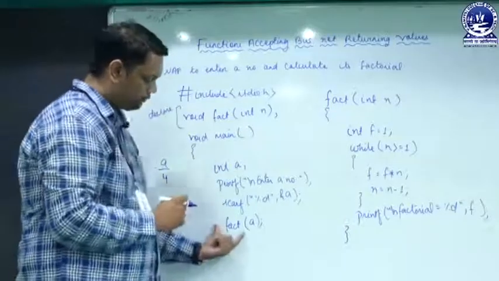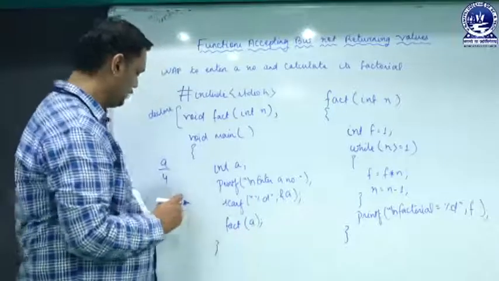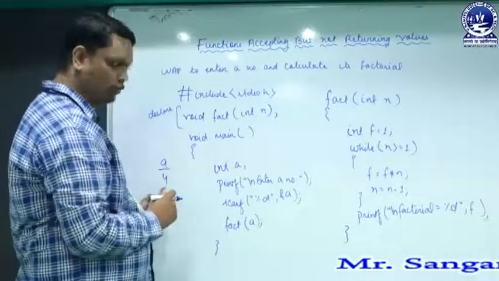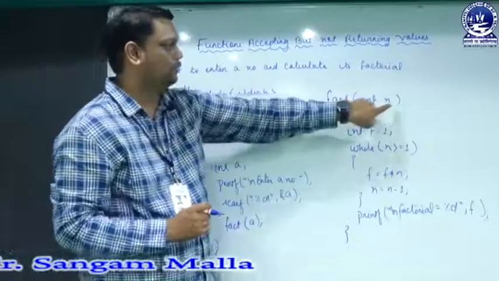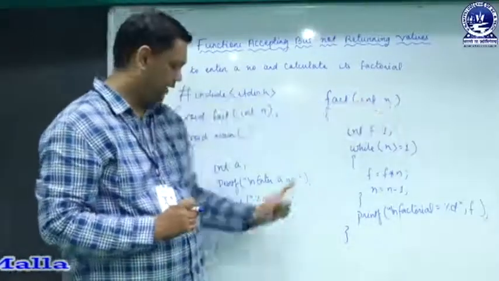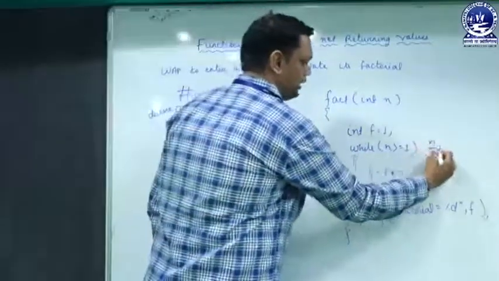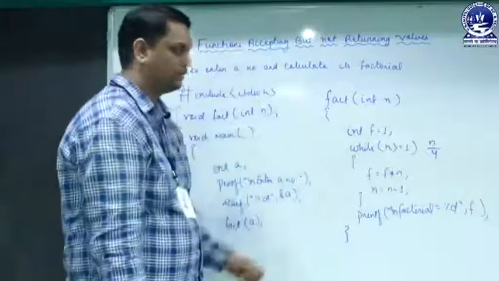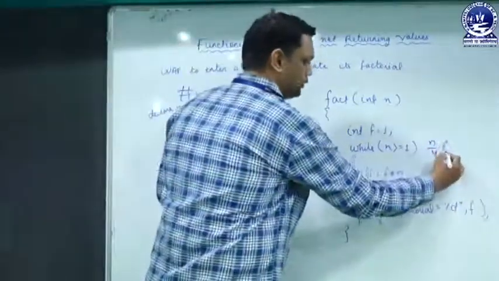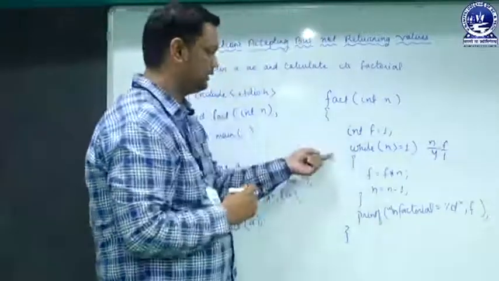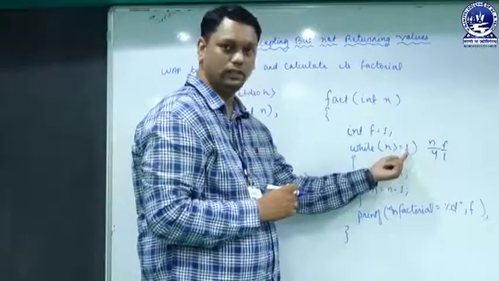Now the fact function will be called and a will be passed. What is the value of a over here? The value of a is 4. So 4 will be passed to the fact function. The fact function will receive the value of a through n, so n will have the value 4. Now I have written int f equal to 1, so the value of f is 1. Now you can see n is greater than equal to 1. That means 4 is greater than equal to 1. Yes, true.